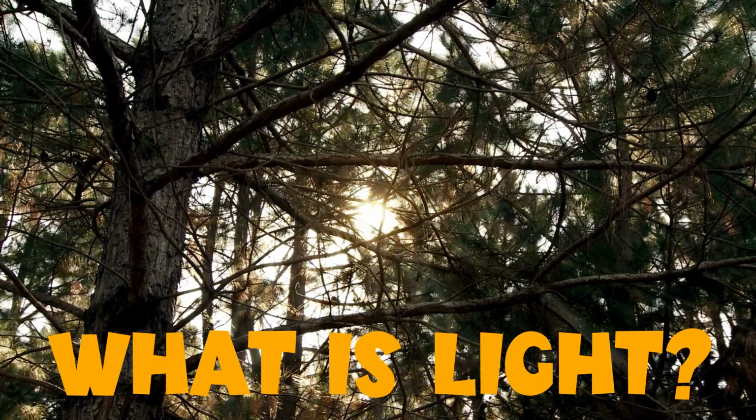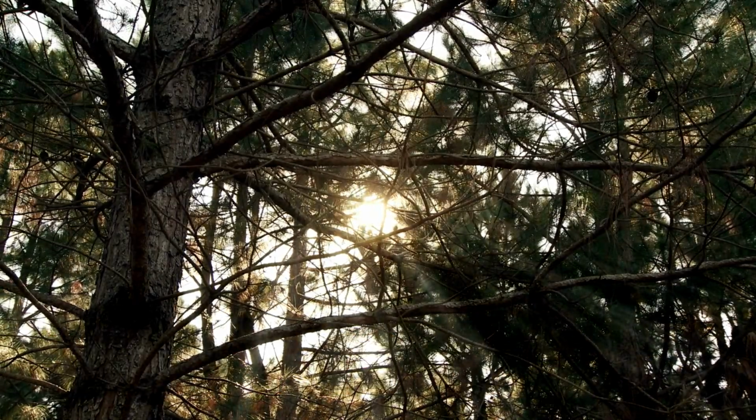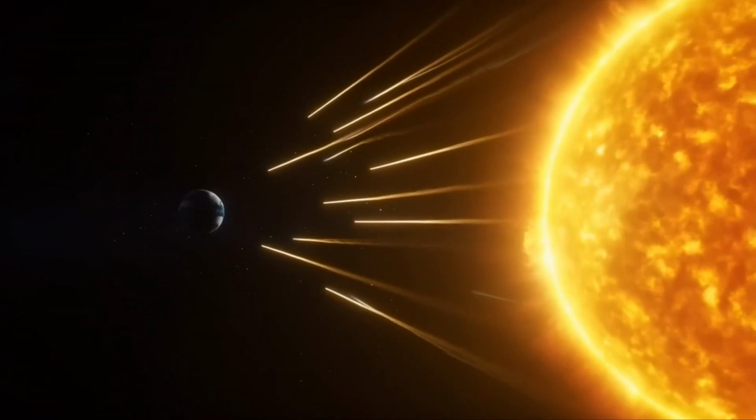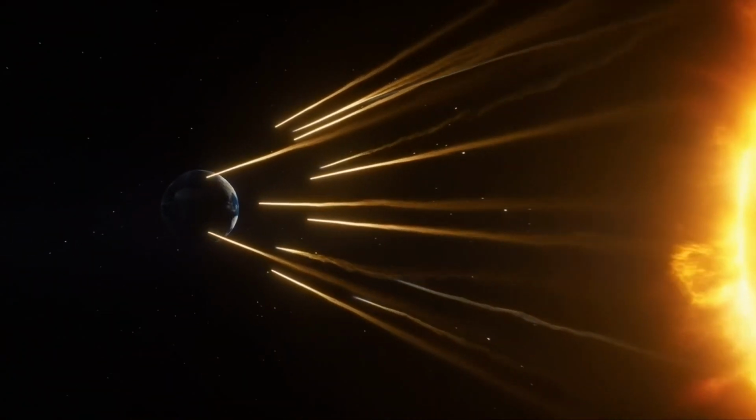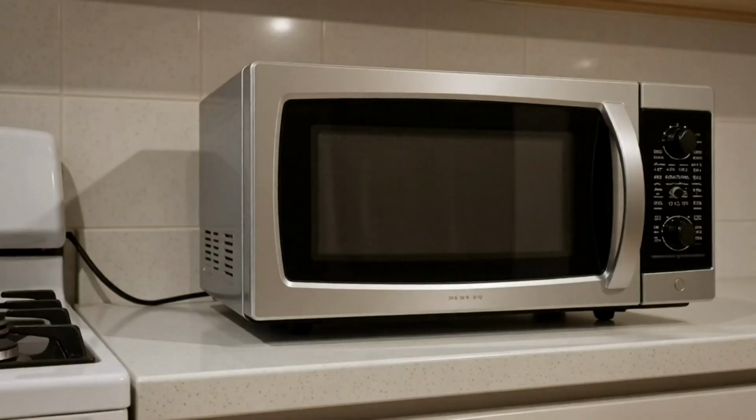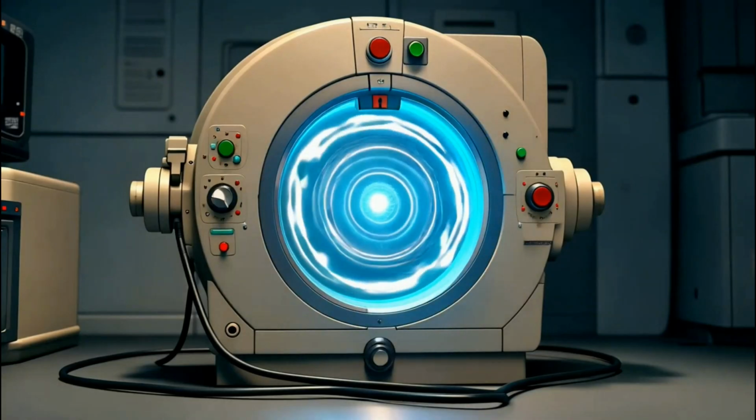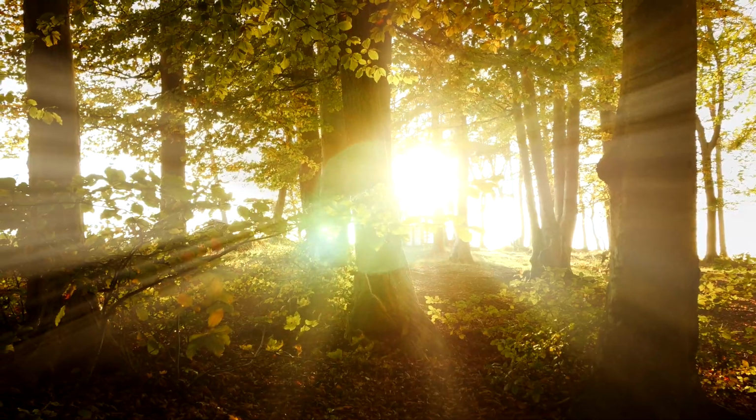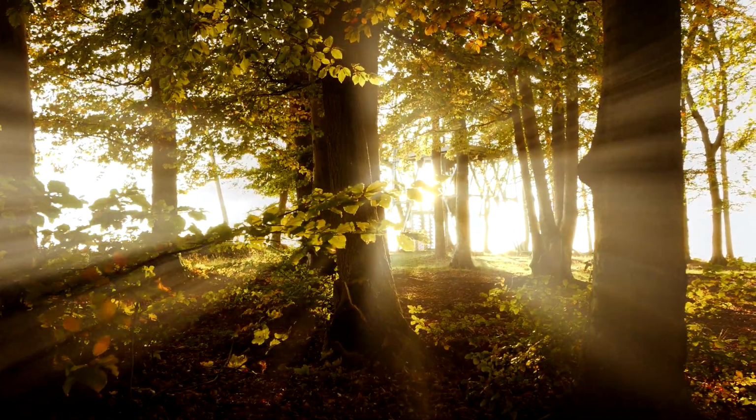What is light? Light is a form of energy. It travels in straight lines as waves, moving incredibly fast, about 186,000 miles per second. The light we see with our eyes is called visible light. It's just one small part of a much larger electromagnetic spectrum that includes radio waves, microwaves, infrared, ultraviolet, X-rays, and gamma rays. Visible light contains all the colors of the rainbow.